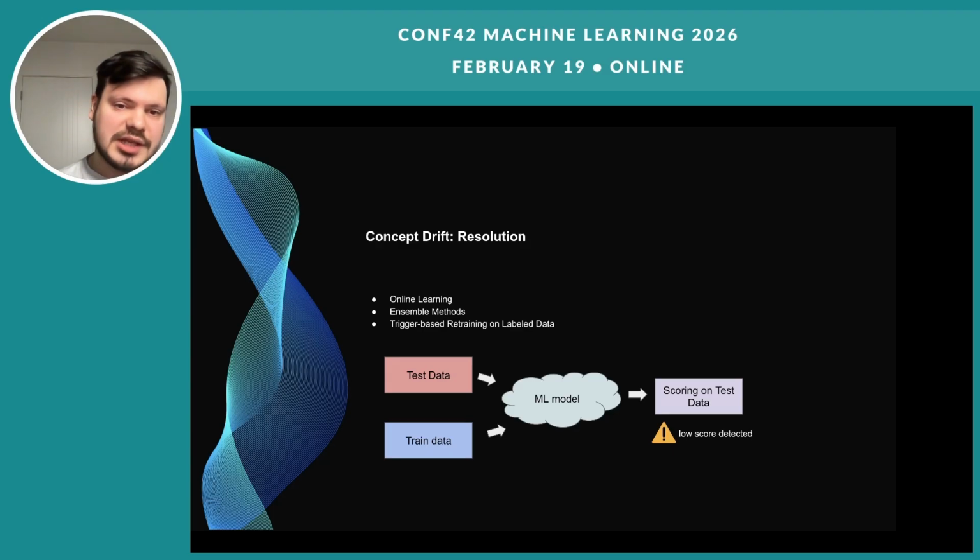Or we can use ensemble methods. In ensemble methods, each model is trained on a different window of the data. The ensemble can give higher weights to recent data and, for example, phase out an older, outdated concept. And the last one is trigger-based retraining on labeled data. This is the most common industry practice. When monitoring tools detect any problems, any significant drops in our model, we initiate model retraining.